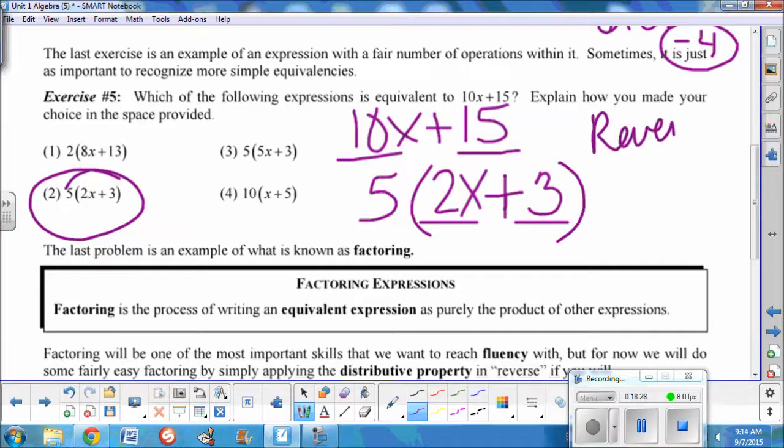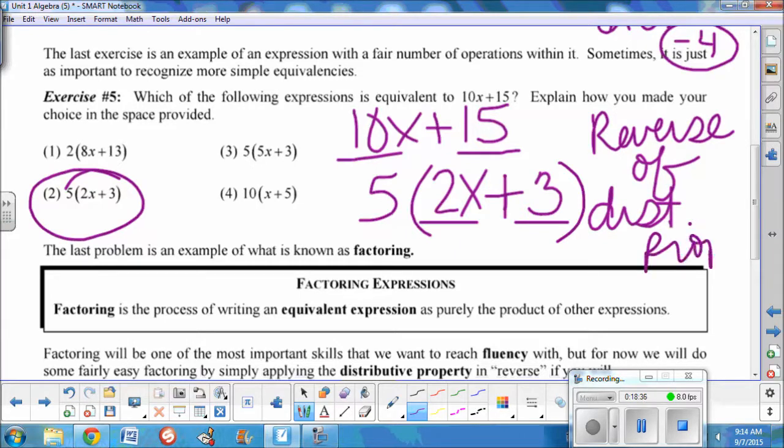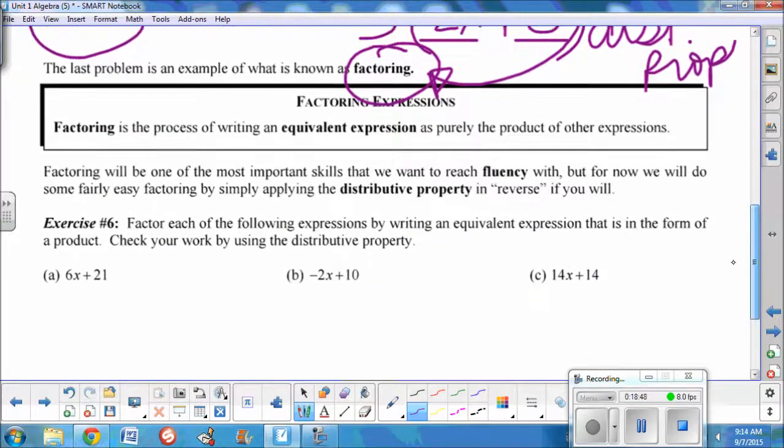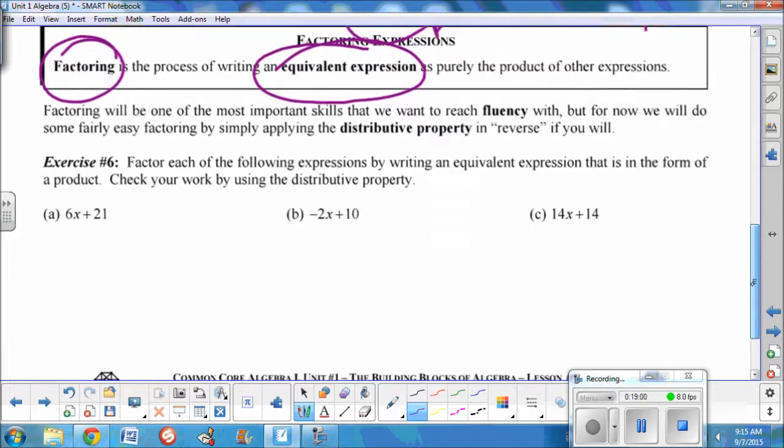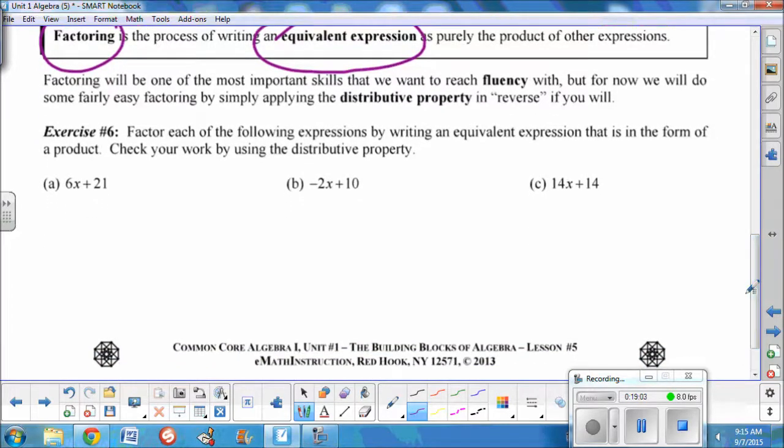Reverse of distributive property. I abbreviate. And the reverse of the distributive property actually has a name, and that's called factoring. So, factoring some expressions. Factoring is the process of writing an equivalent expression that is purely the product of other expressions. This is going to be huge this year. You're going to do lots of factoring later on. So reversing that distributive property is going to be huge.